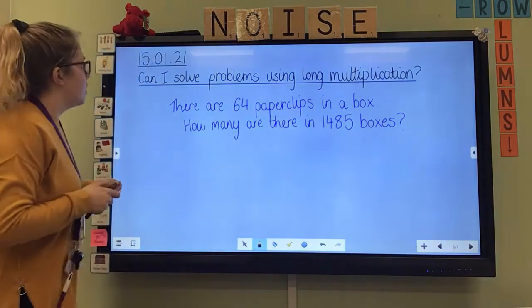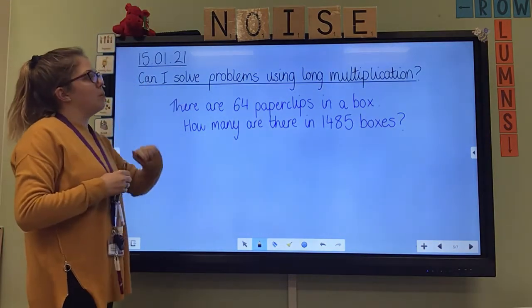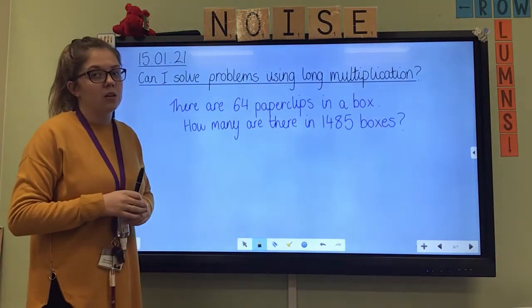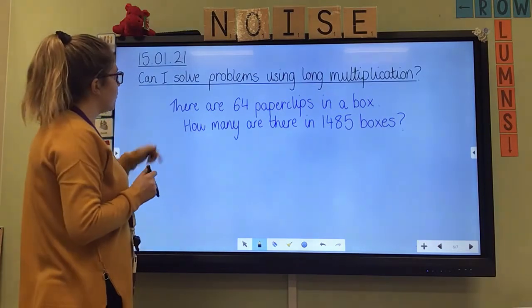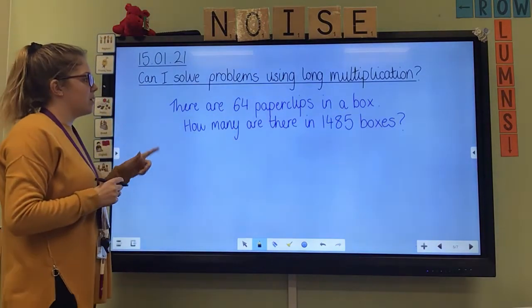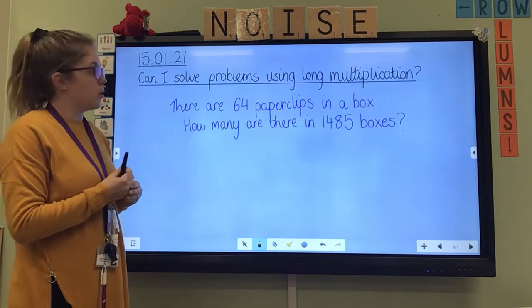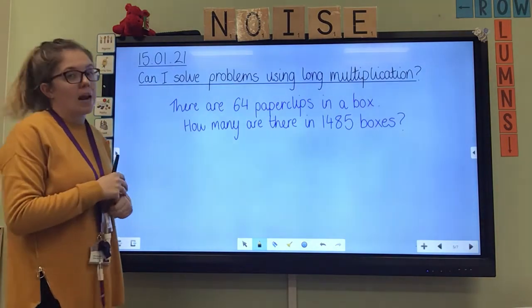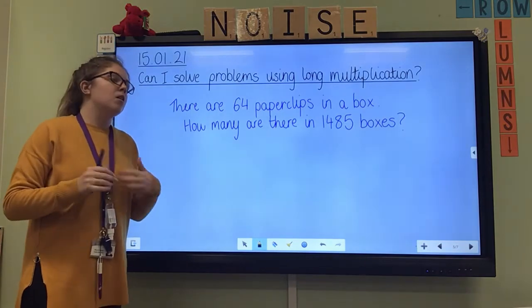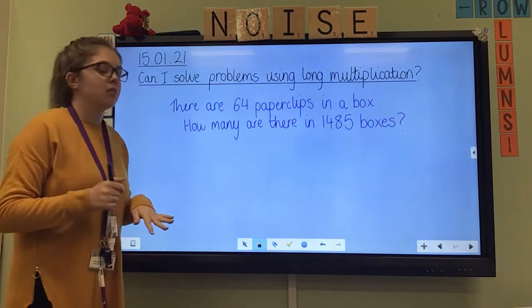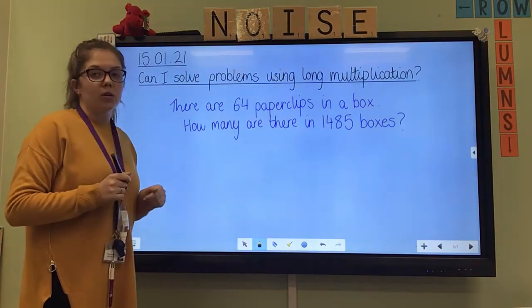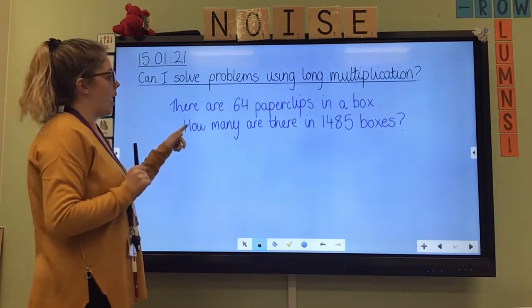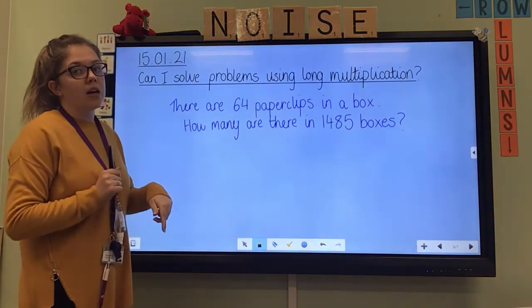So, our learning question, can I solve problems using long multiplication? And I'm sure you all can. I've got a question here that says, there are 64 paper clips in a box. How many are there in 1,485 boxes? Ooh, sounds like one of our school stationery orders. So, what sum do we need to do to work out how many paper clips there are in total?